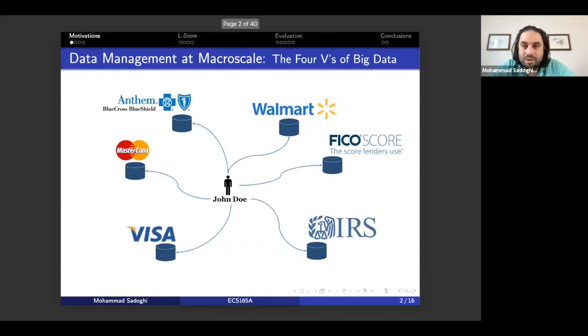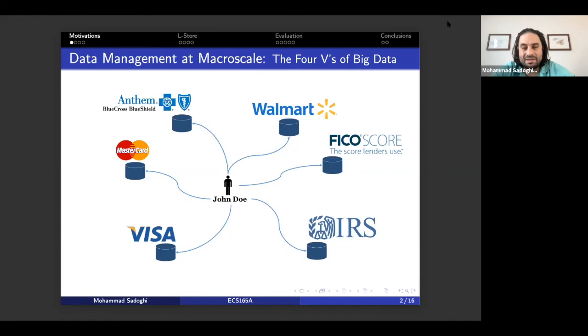All right, so let me give you a little bit of background on this, because I think that's important, as we talked about the state of data management at scale. Let's look at it pictorially as well. If you look at a single person, the data for that person is all over the place. They may have credit card transactions, a FICO score, IRS records, they may purchase stuff at Walmart, they have insurance. So a single entity has information all across these silos of databases.